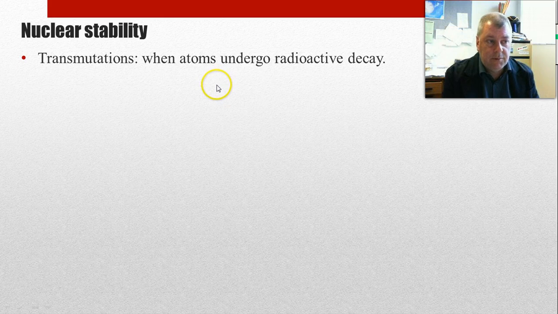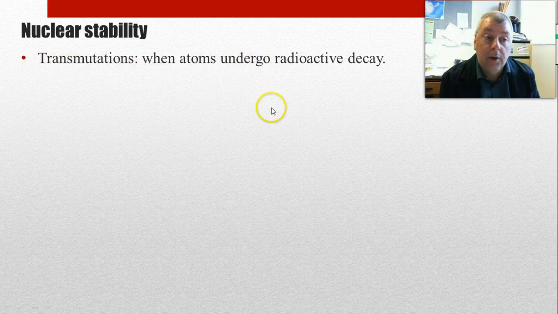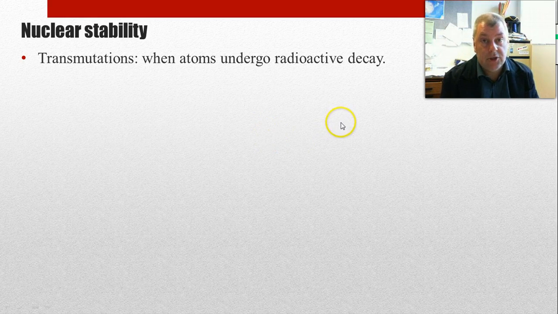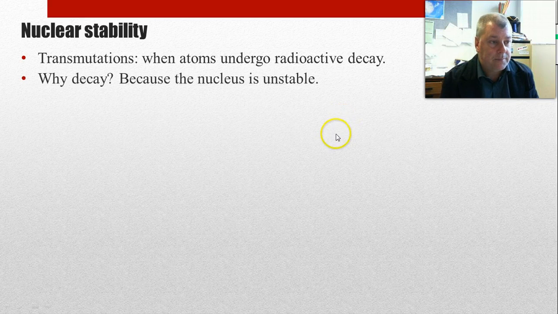To bring you up to speed with one terminology phrase: transmutations. That's when atoms undergo radioactive decay. So a transmutation is an atom undergoing alpha, beta or gamma decay, or being bombarded by neutrons or protons. Anything where there's a change in the nucleus of an atom is a transmutation, basically.